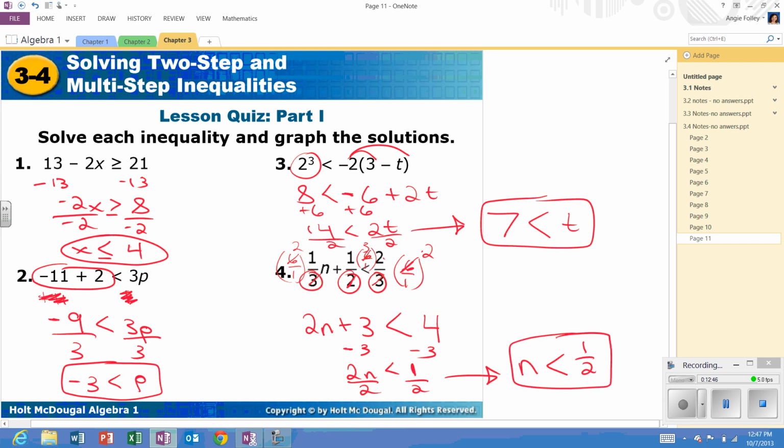All right, so again, with the multi-step inequalities, you just want to make sure you simplify both sides first, and then use your order of operations, and then use your inverse operations to undo things. And just remember, if you're dividing or multiplying by a negative, you need to flip the sign, and that is it.